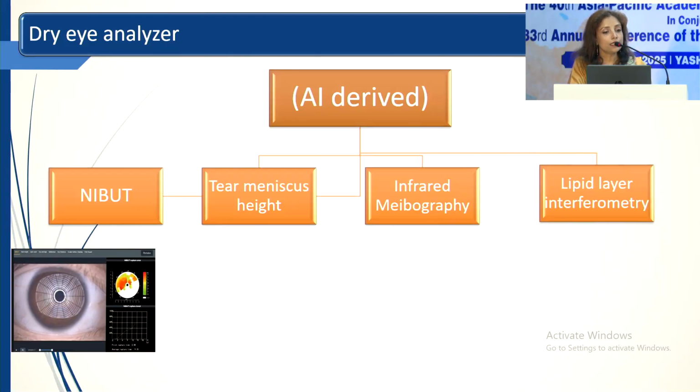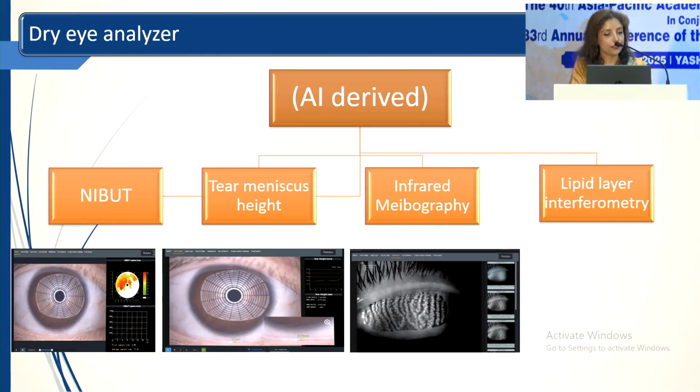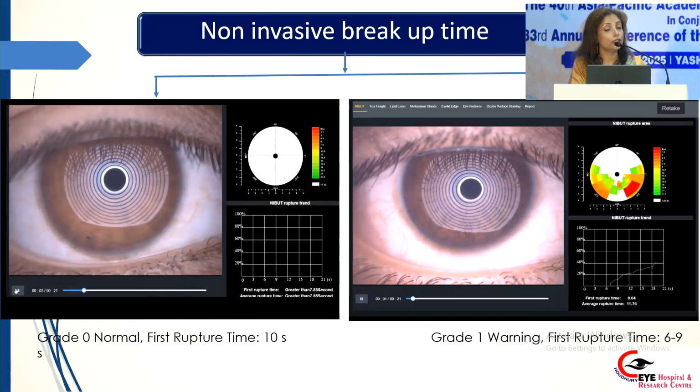The device that I have been mostly using for the last few years is the dry eye analyzer, which has the facility of non-invasive breakup time, tear meniscus height, infrared meibography, and lipid layer interferometry.